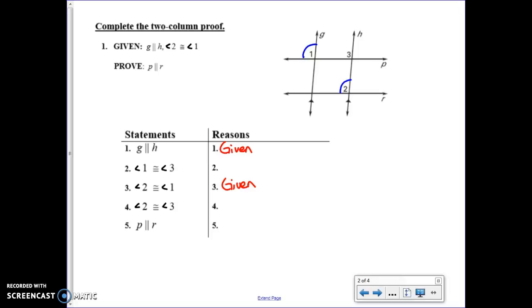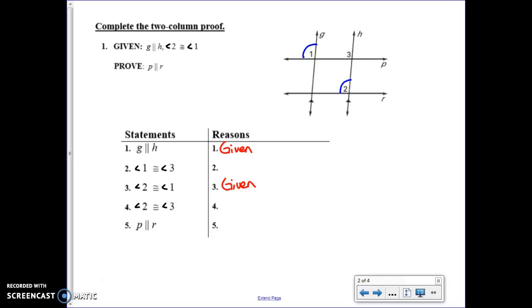So you're going to think back to the postulates and theorems that we have used the past few days to help us fill in this proof. Angle 1 is congruent to angle 3 is our statement for line 2. We need to come up with our reason for line 2.